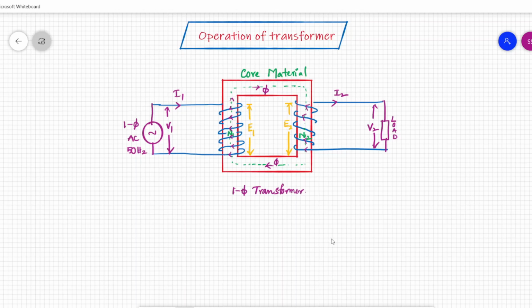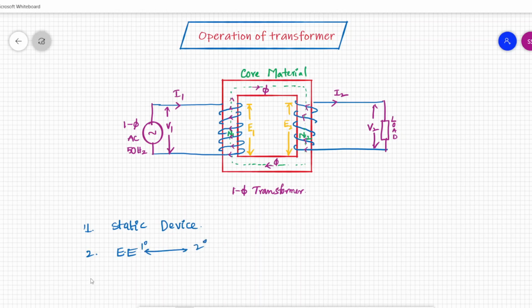Hello students. In the earlier class we discussed the basics of a transformer. A transformer is a static device which transfers electrical energy from one circuit to another circuit without changing power and frequency. That was the definition and introduction to the transformer. It is a static device, so there are no rotational parts in the transformer, and it transfers electrical energy from one circuit to another circuit.